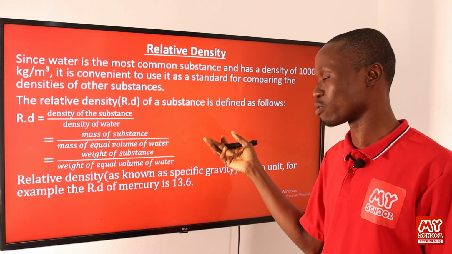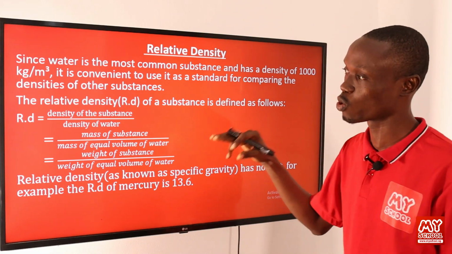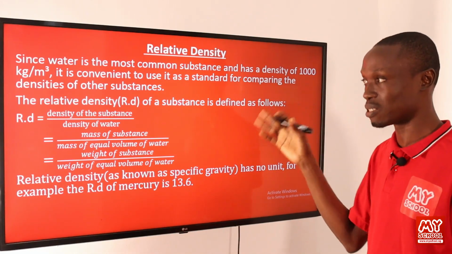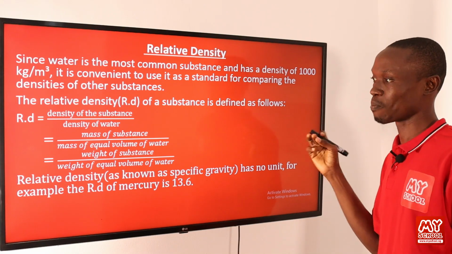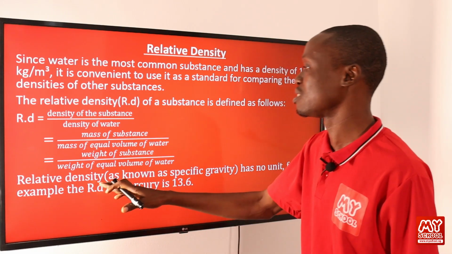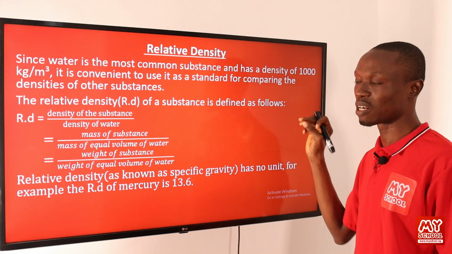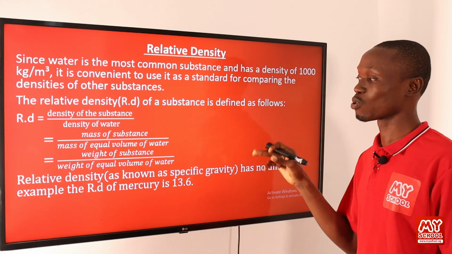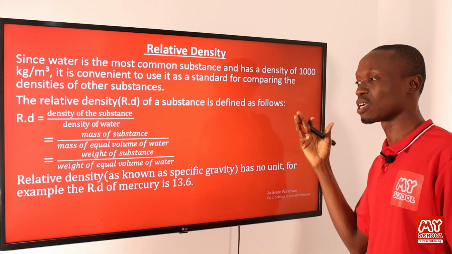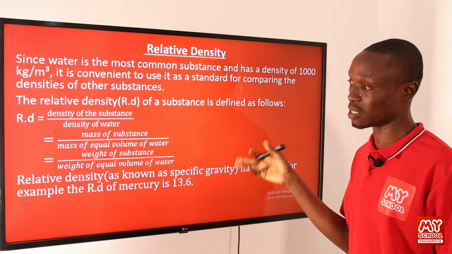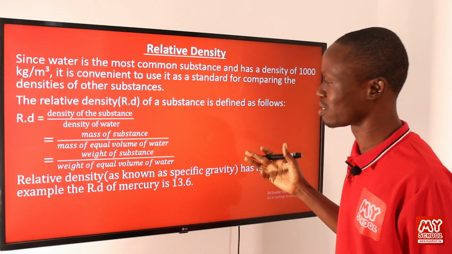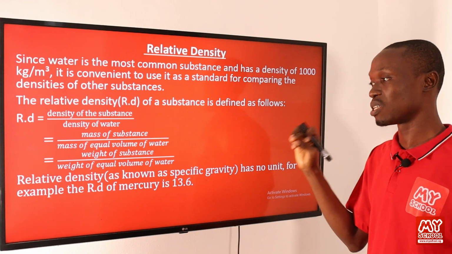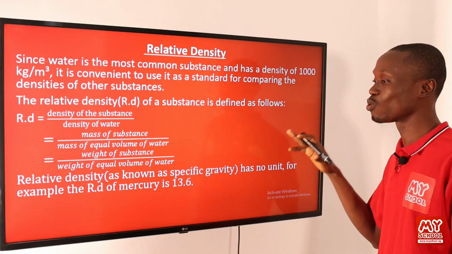But in subsequent slides, you will still see other formulas that we can use to calculate the relative density of substances. Relative density is also known as specific gravity, so take note of that. Sometimes they can use the word specific gravity; what they are saying in essence is relative density. So one thing you must know about relative density is that it has no unit.